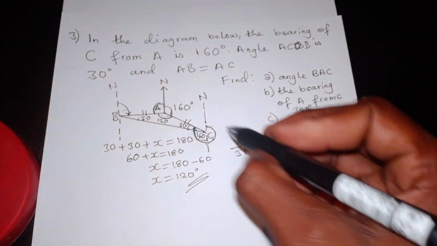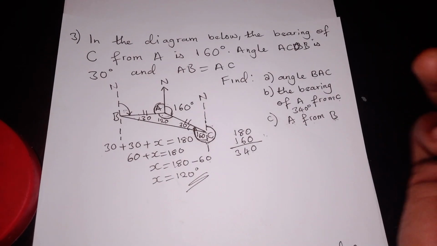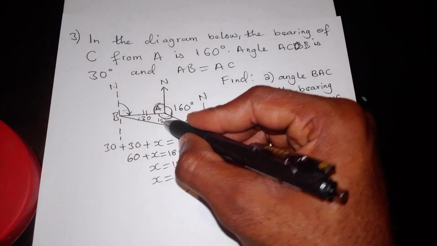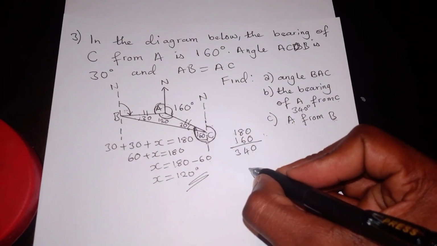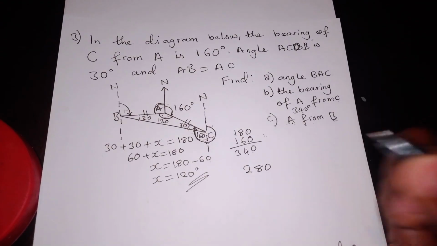To find this, of course, you know that this plus this is equal to 360 degrees. So I can just add these two and subtract from 360 degrees. So this one plus this, that will be 280 degrees.